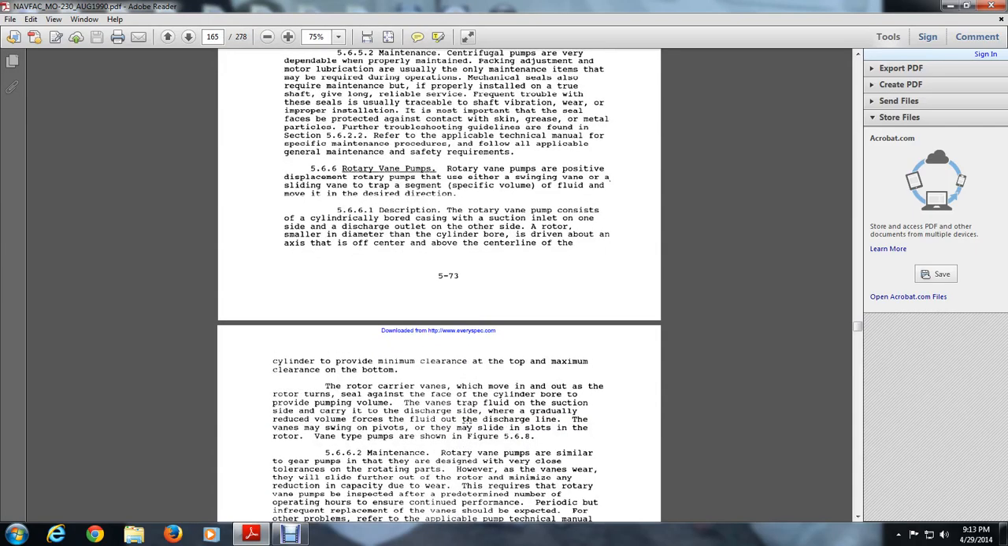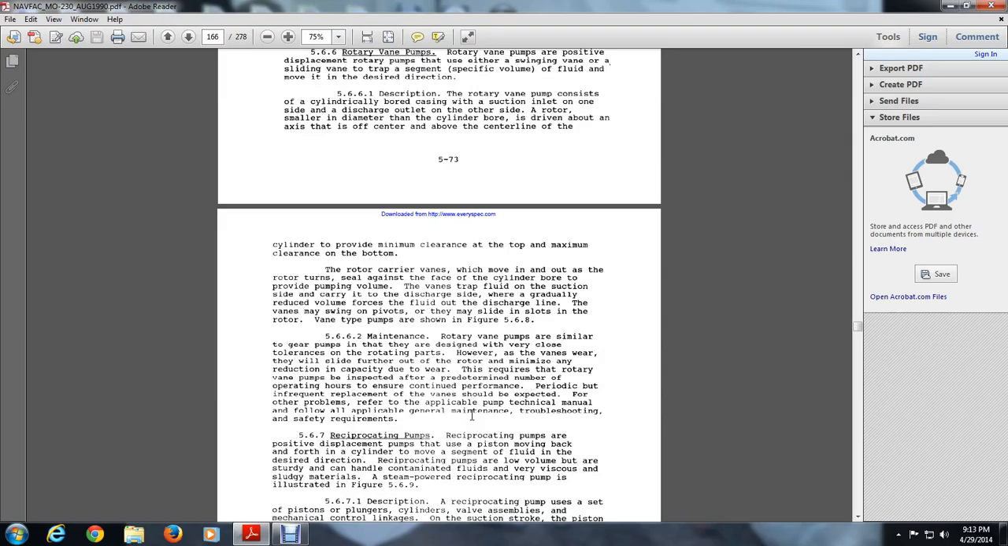The rotor carries the vanes, which move in and out as the rotor turns and seal against the wall of the cylinder bore. That provides a pumping action, and the vanes trap the fluid at the suction side and carry it to the discharge side, where they gradually reduce the volume and force the fluid into the discharge line. The vanes may swing at pivots or may slide in slots in the rotor. The vane types are shown in figure 568.